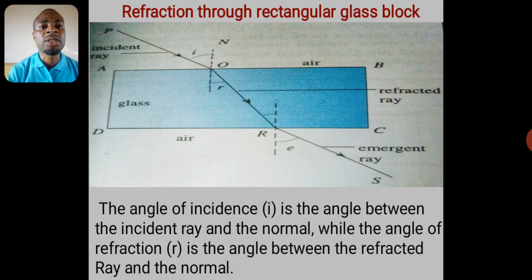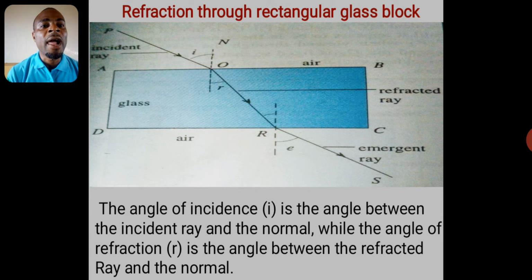Please follow the guide as I'm explaining it. PO is the incident ray, as you can see there. And we have a refracted ray, OR. As the ray passes from air to the glass block, it bends. You can see that it changes direction. So that is the definition of refraction: the change or the bending in the speed or direction of a wave as it crosses the boundary between two media of different densities.